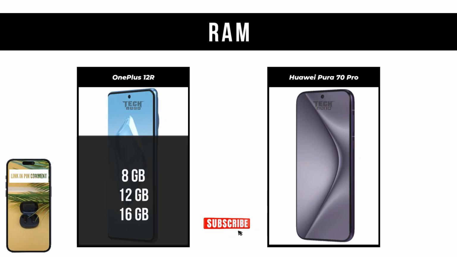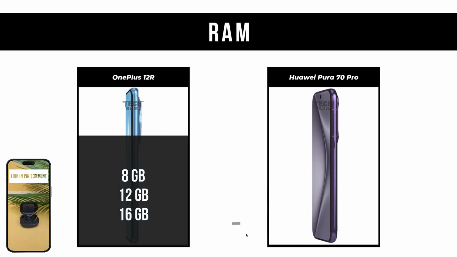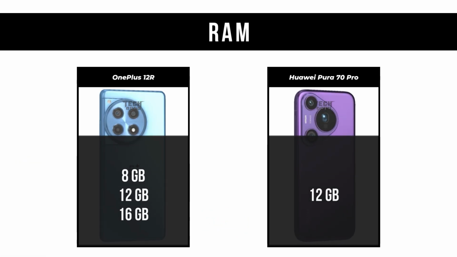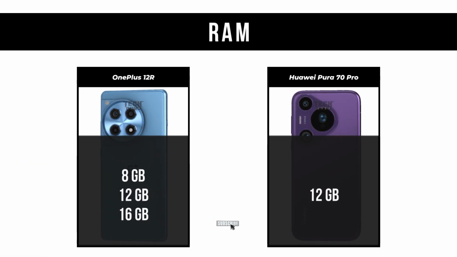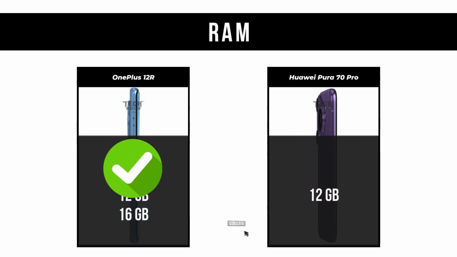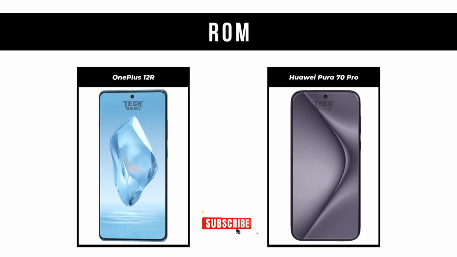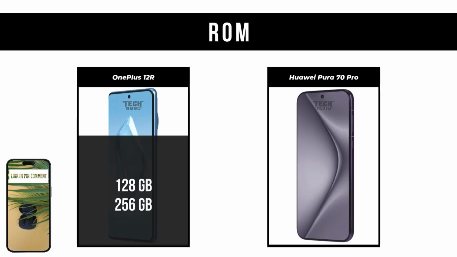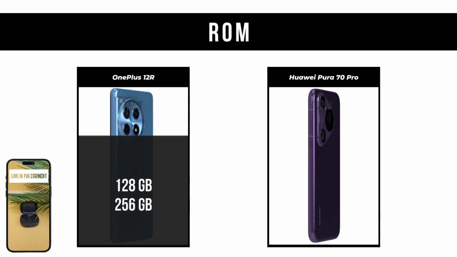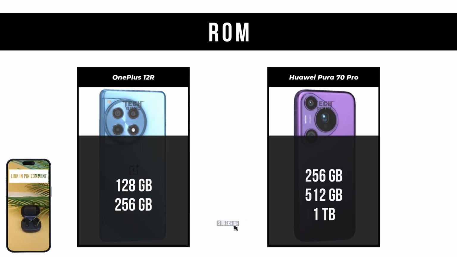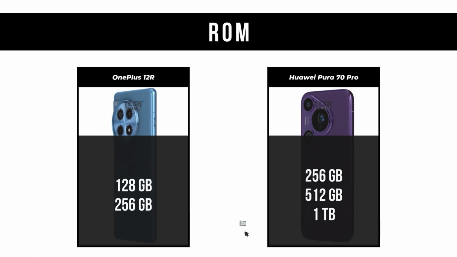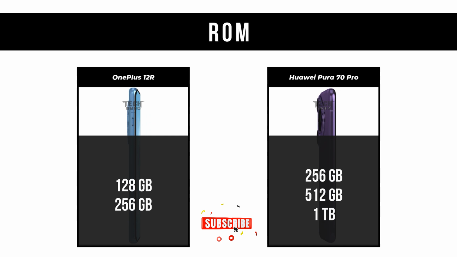RAM. OnePlus 12R is 8GB, 12GB, and 16GB. Huawei Pura 70 Pro is 12GB. ROM. OnePlus 12R is 128GB and 256GB. Huawei Pura 70 Pro is 256GB, 512GB, and 1TB.